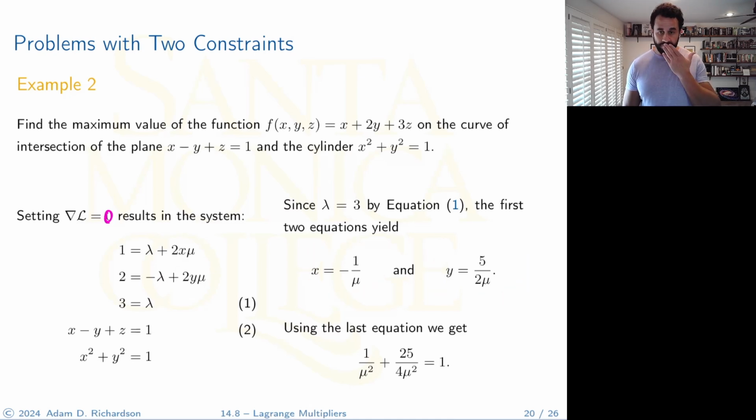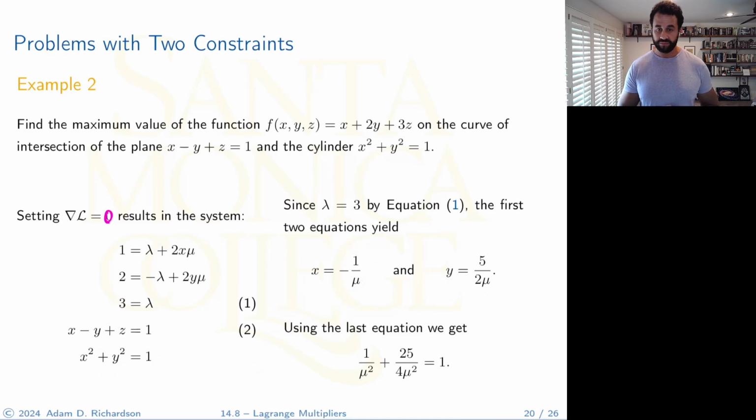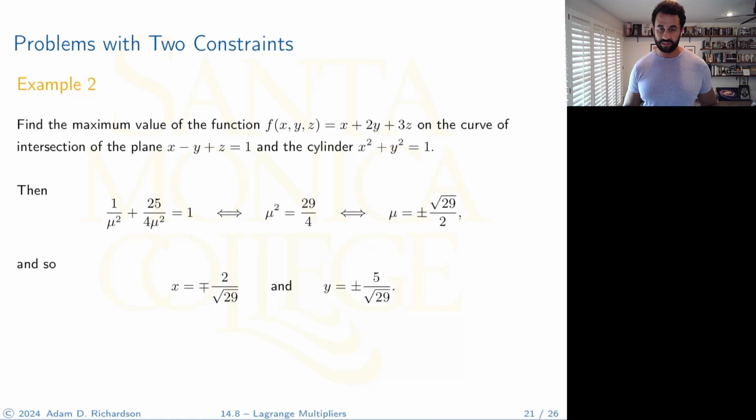Now we've written x and y in terms of mu. So we can take those results and plug them into this equation right here. Doing that gives us this. And now we can solve for mu. Here's the solution for that. You get mu squared is equal to 29 over 4. Take the square root of both sides and you get a plus or a minus. So mu could be plus or minus square root of 29 over 2.